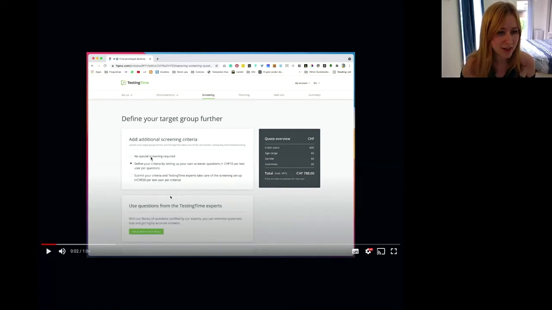And here you will find the different options. If you don't need screening questions, then it's fine, you can go with the first option. In this case, it's the one where you can write your own screener questions. And then in the last option, you can just say, okay, I need people who own a Tesla, for example, and then TestingTime will write the screener questions for you.